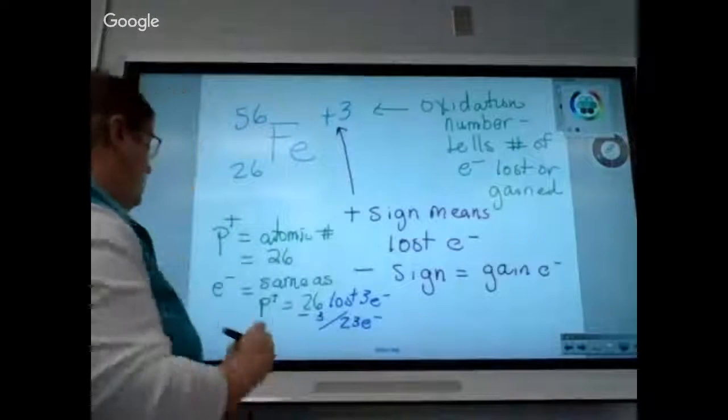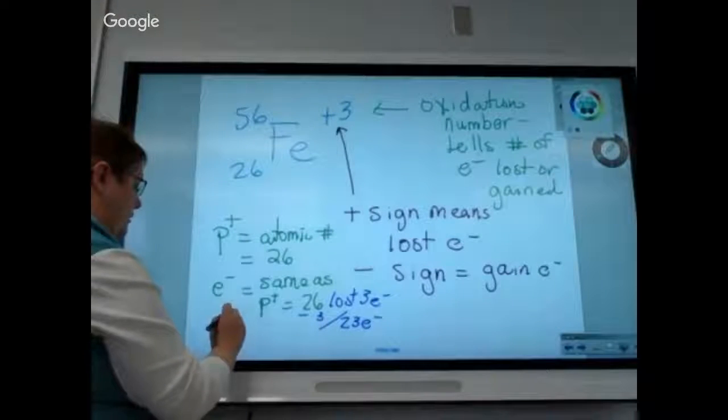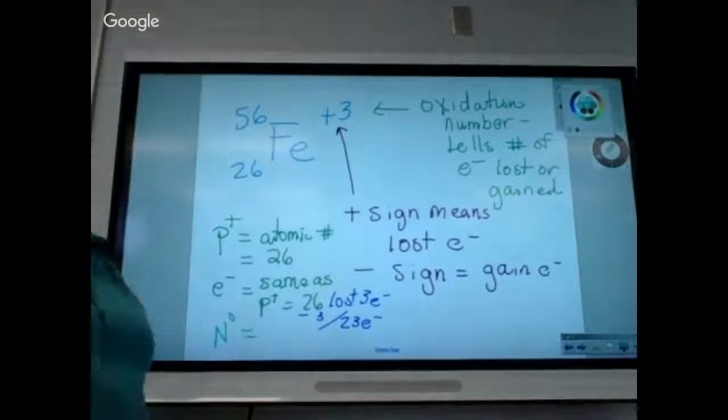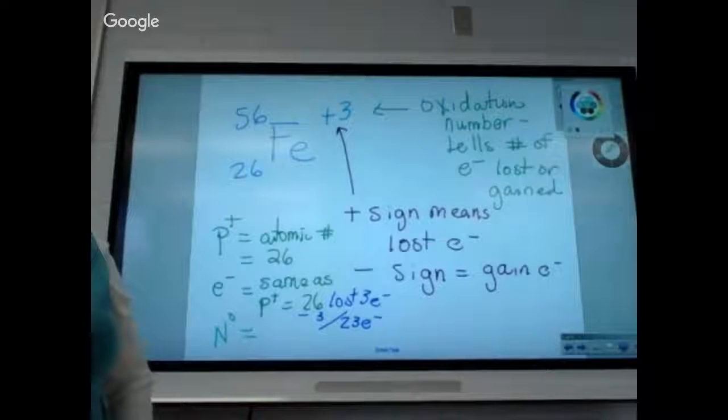No. All right, so when I get to neutrons, how did I find my neutrons on Thursday? Destiny, you remember? You're going to tell me you don't remember either. It was 3 days ago. I got you. How do we find the neutrons on Thursday?